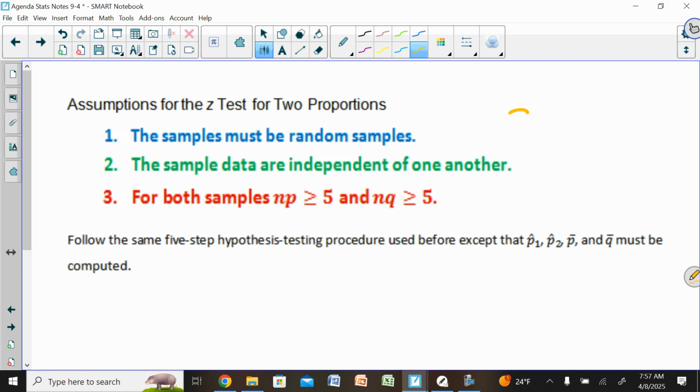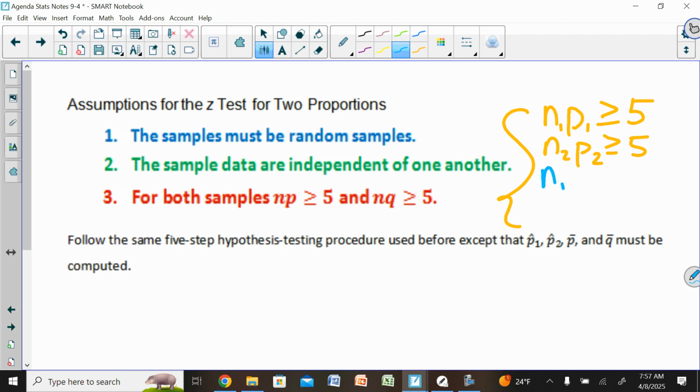Technically, since we've got 2 proportions, if we were checking this condition, we should check our n1 times our p1 and make sure that that is greater than or equal to 5. Our n2 p2 greater than or equal to 5. And then we would also need to check our n1 q1 and our n2 q2. So if we were checking conditions, we would have to check all 4 of these.